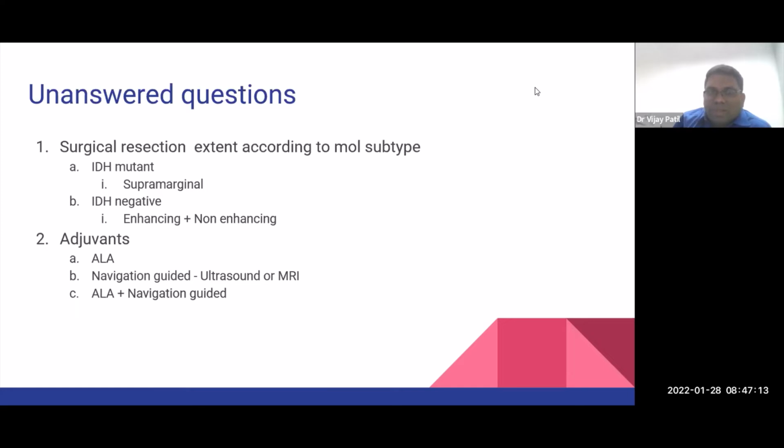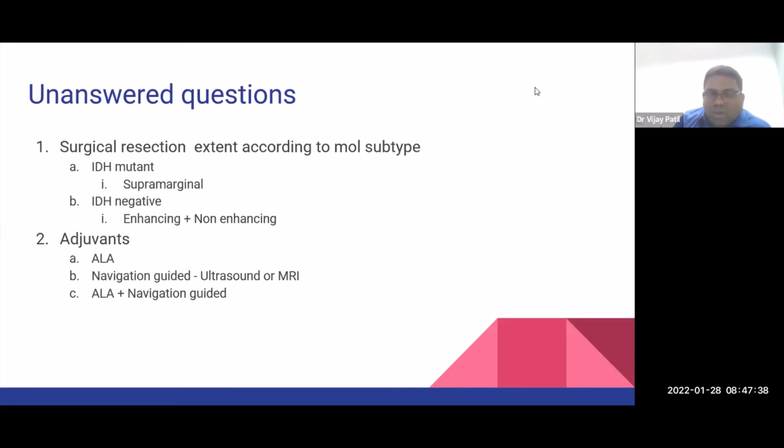What we mean by supramarginal resection is, nowadays the concept is that it is not an eloquent cortex, and if you could remove the whole lump along with the tumor, maybe it may do better. And there is a concept that in IDH1 mutated patients, these kinds of resections might benefit. The suggestion to that, we don't have concrete data.